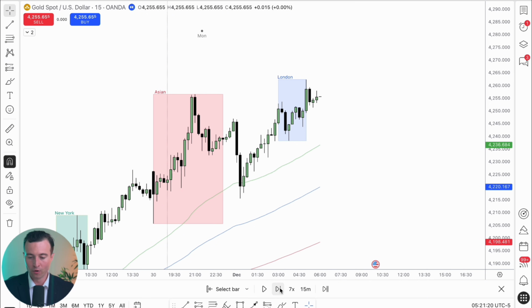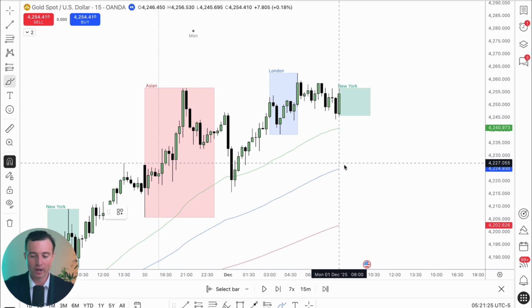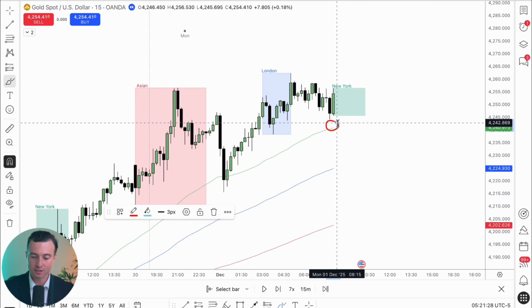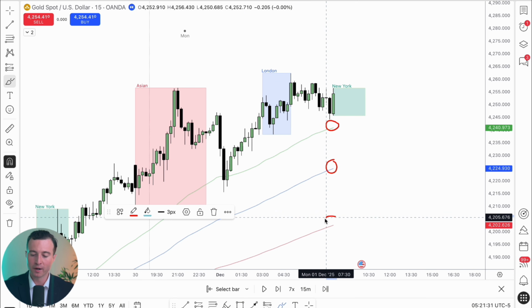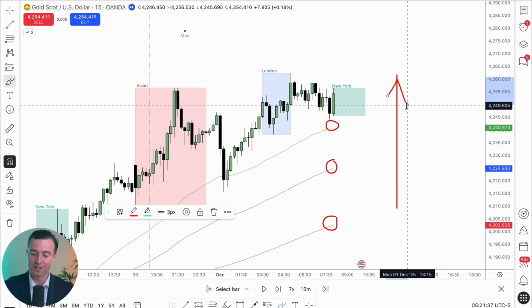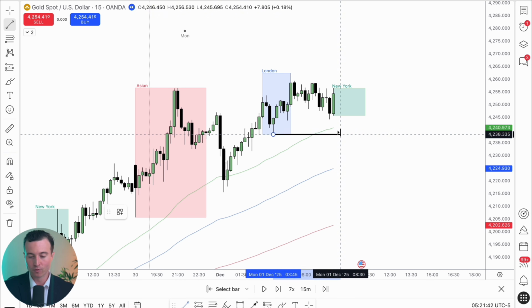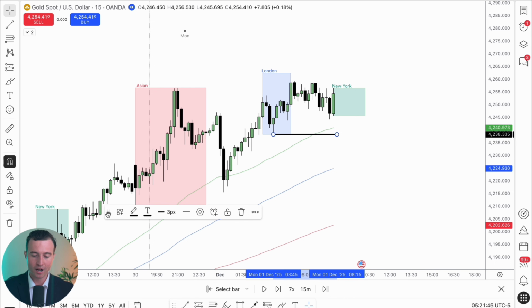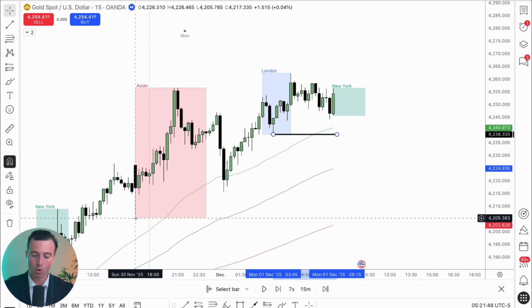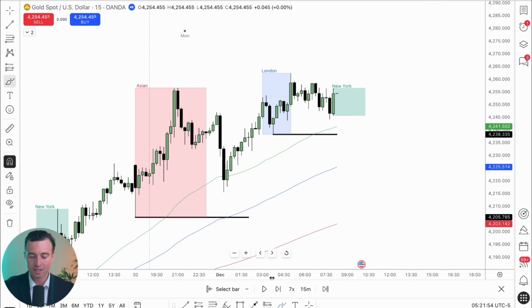Okay, so we're playing this on to the start of the New York kill zone. And straight off the bat here, you can see 50, 100, 200 exponential moving average. So this indicates that we have a long bias, and so we will only be looking for long positions. Next, we need to identify sell side liquidity. Well, we have that below London low, and we also have that below Asia low. So we're looking for price to come down and take out sell side liquidity, giving us that discount in the market.